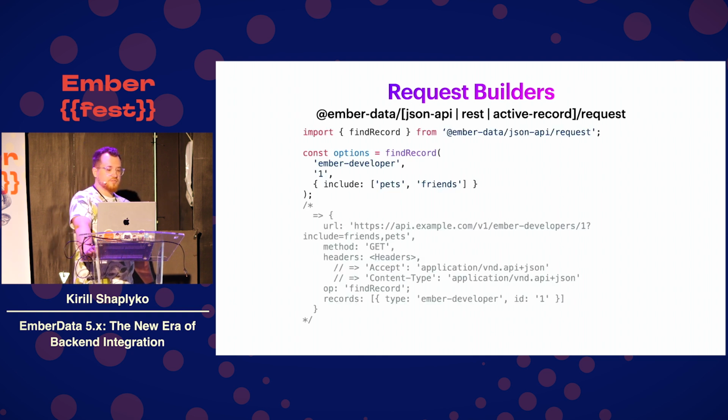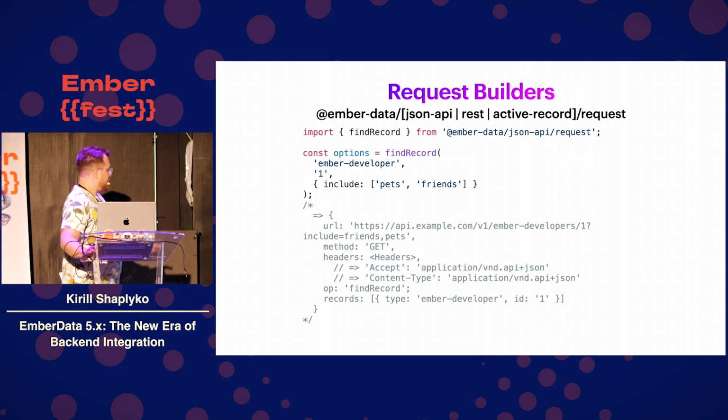And let's take a look at how they look, right? So you just use it, you import the find record, and let's see the results. So find record of Ember developer. Here the first object is the identifier. You can pass the name of the model, but maybe better would be to pass an object with type Ember developer. Second is ID, and then as the options you say, hey, include pets and friends.